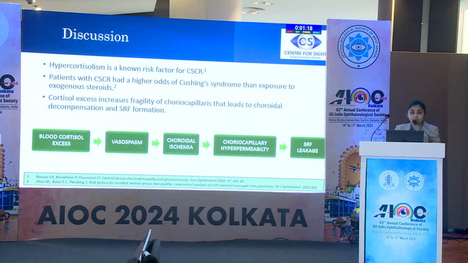Patients with chronic CSR had higher odds of Cushing syndrome than of exposure to exogenous steroids. The blood cortisol excess leads to vasospasm in the choroidal vasculature, which leads to choroidal ischemia and hyperpermeability, which in the end leads to the deposition or accumulation of SRF between the neurosensory retina and the RPE.